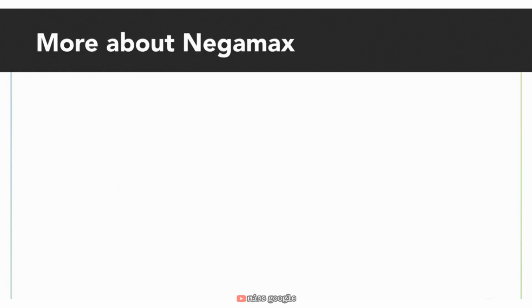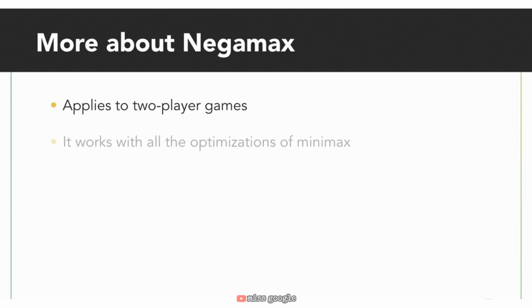Here are some additional details you may want to know about negamax. First, it applies only to two-player games. Although Minimax can be used for multiplayer games, where you would model everyone else's turn with min nodes and your turn as a max node, negamax is designed to alternate between min nodes and max nodes, so it only applies for two-player games. Second, it works with all the optimizations of Minimax.